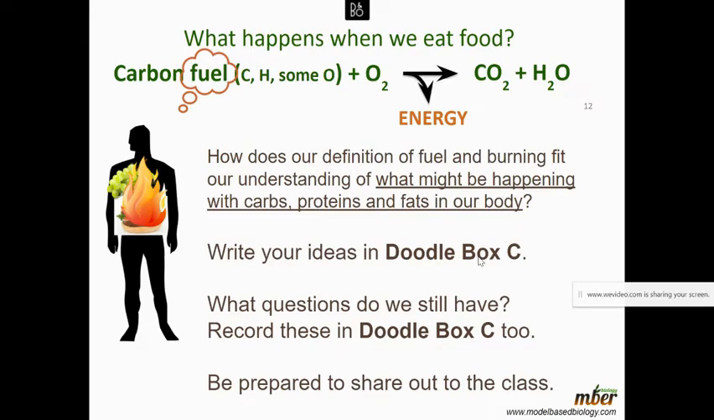So what questions do you have? What ideas do you have? Basically, where does this energy come from? I want you to be as detailed as you can. Again, this is just your brainstorming, your ideas. Just tell me, how does our definition of fuel, like those logs with the carbons and hydrogens and burning, fit into what happens with the carbs, proteins, and fats? Maybe think about what carbs, proteins, and fats are made of.